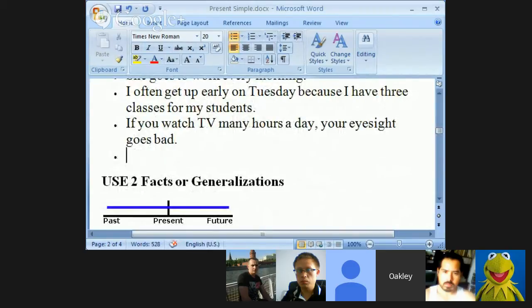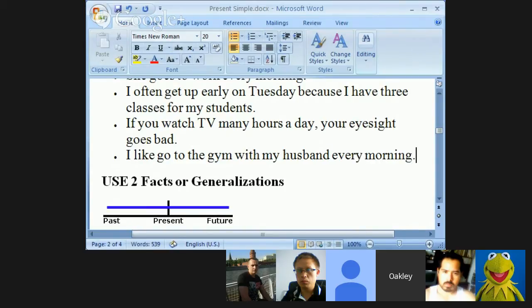I like go to the gym with my husband every morning. With my husband? Yeah. Somebody else's husband. Woohoo! Okay, my husband. All right. Fine. That's good. All right. I like go to the gym.